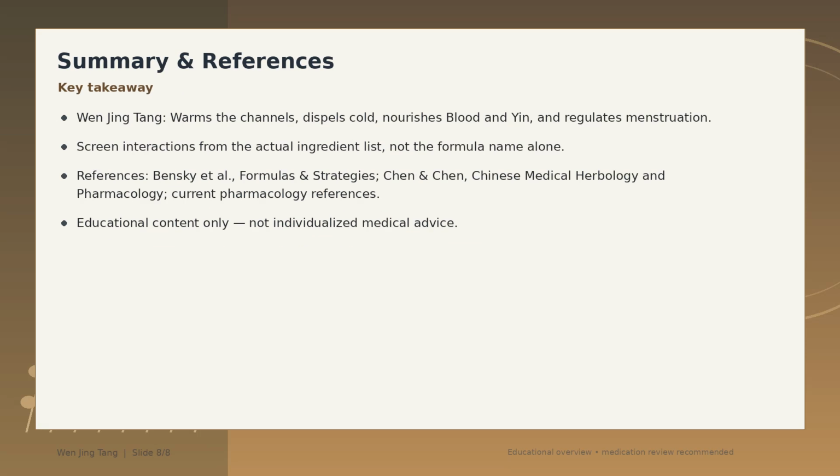In summary, Wen Jing Tang is best understood as a pattern-based prescription, whose action is to warm the channels, dispel cold, nourish blood and yin, and regulate menstruation. The key safety principle is targeted interaction screening plus objective monitoring when risk is plausible. Standard references for further study include Chinese Herbal Medicine: Formulas and Strategies by Bensky and colleagues, Chinese Medical Herbology and Pharmacology by Chen, and current drug interaction and pharmacology references.